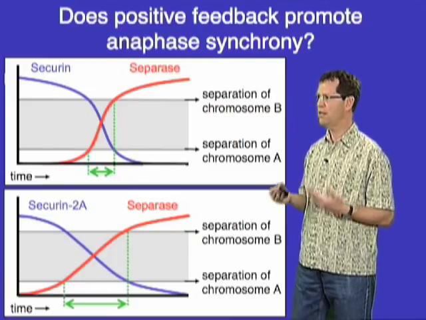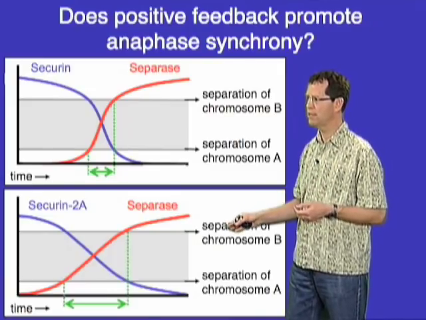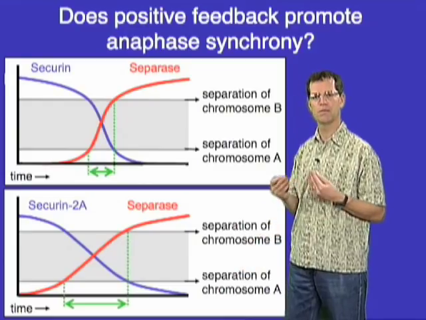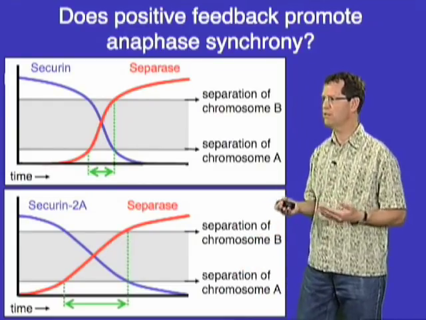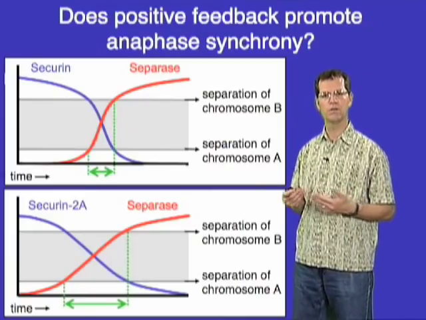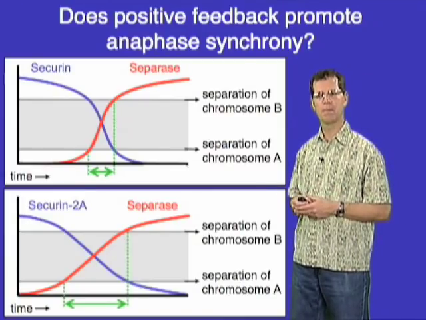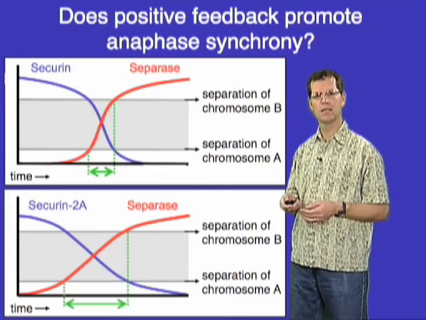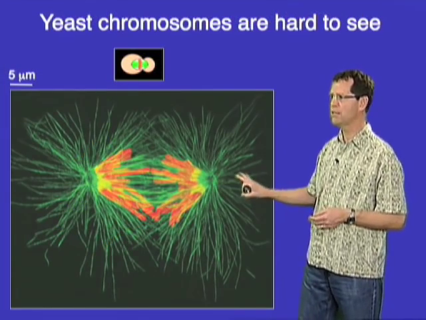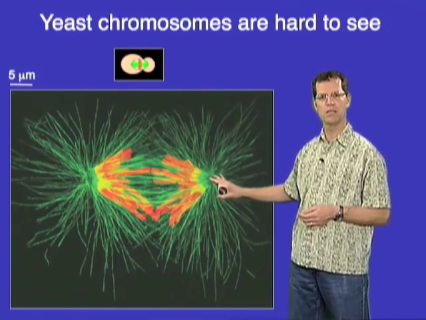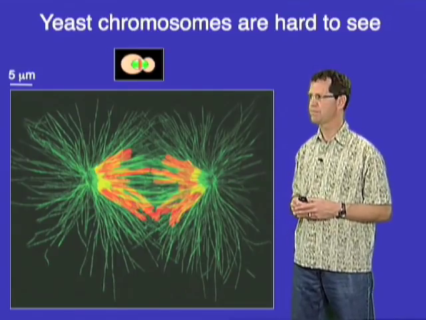In other words, a loss of synchrony will be reflected in the fact that there is more time between the separation of two different chromosomes. And so what we needed to do, of course, was measure the relative timing of separation of two different chromosomes in a yeast cell. And this is not a simple task, for the very simple reason that yeast cells are extremely small compared to the giant animal cells whose mitoses I've been showing you in my previous slides.